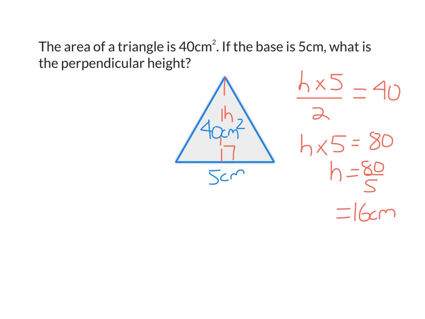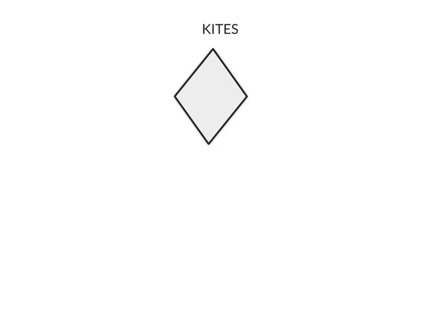Let's now look at finding the area of a kite. A kite is also known as a diamond. It has that diamond shape. A kite is a quadrilateral. It has 4 sides, unlike triangles, which obviously only have 3 sides. Kites have the property that adjacent sides are equal. So those 2 sides will be equal, and these 2 sides will be equal.